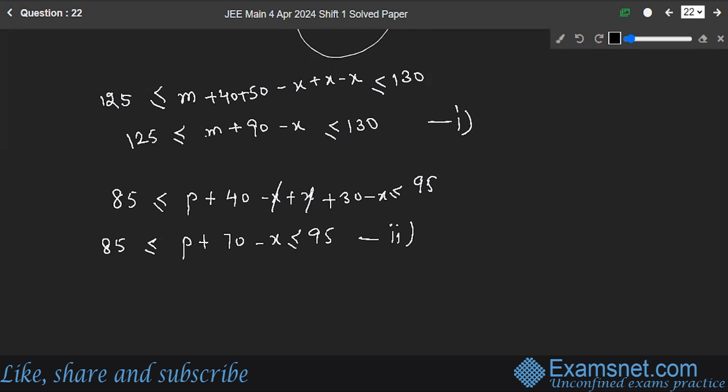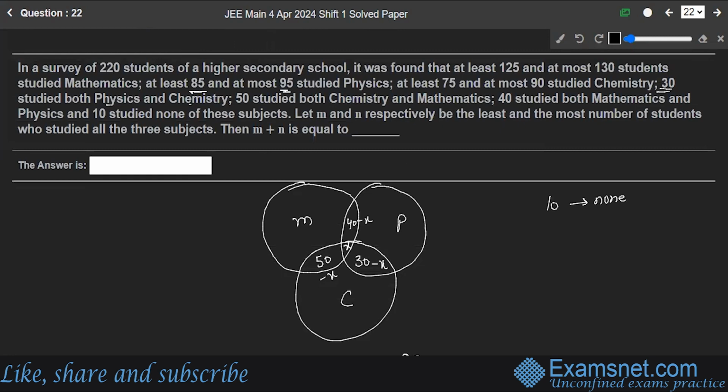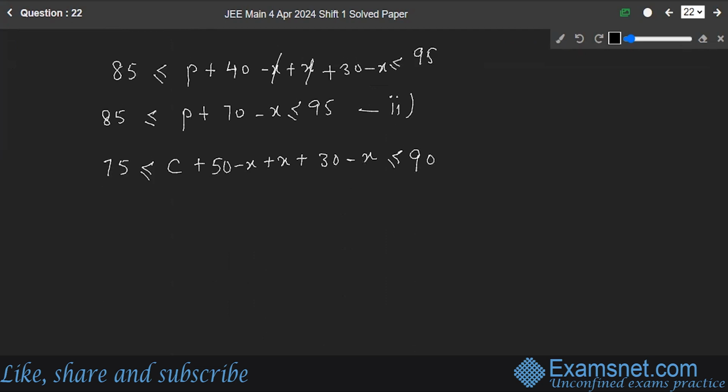And further, let's go to the chemistry. 75 less than or equal to C plus 50 minus X, plus 30 minus X, because in chemistry, it is said that at least 75 and at most 90 students studied chemistry. So this makes 75 less than or equal to C plus 80 minus X less than or equal to 90. This is equation 3. Hope you're clear till here.